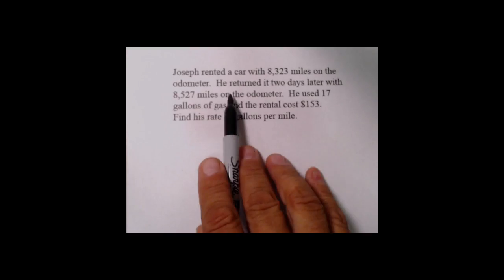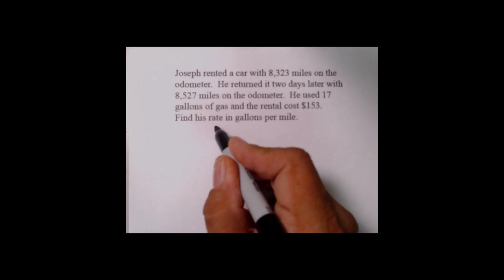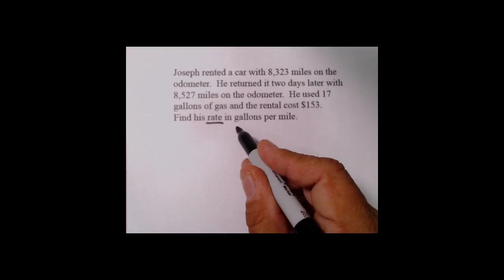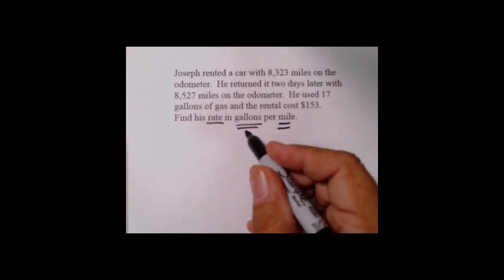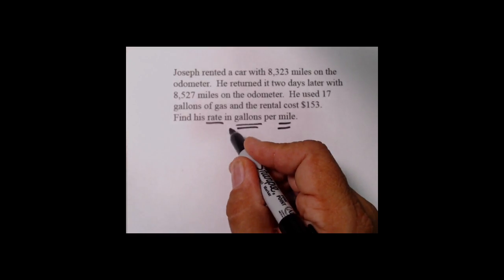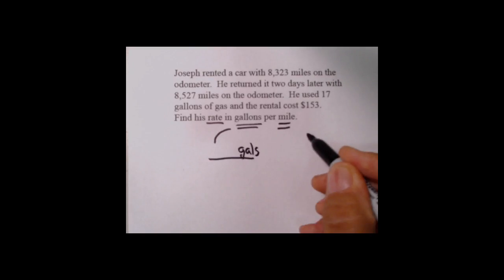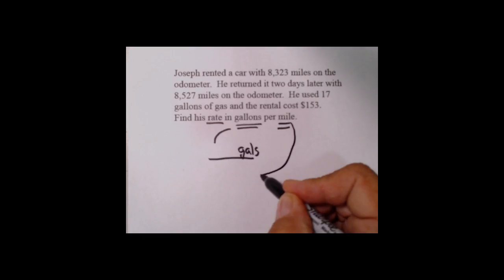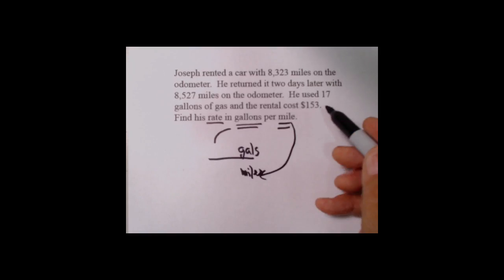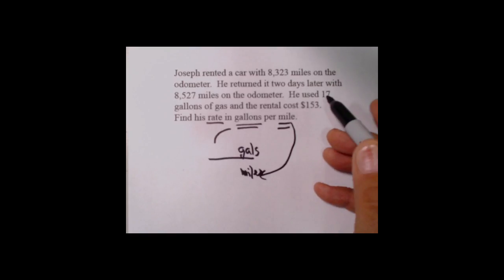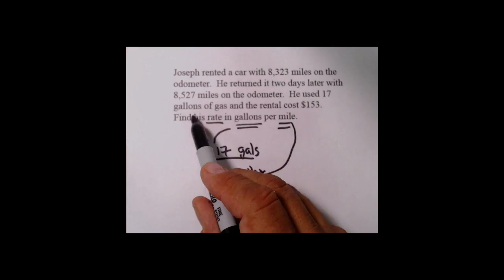Now, any of this information can be used, but what you need to do is find out what is the rate they want, and notice they wanted the rate in gallons per mile. Well, the first guy goes up on top, so when we make our fraction here, this has got to be gallons. The second guy goes down here, and this is going to be the number of miles. Well, we see that he used 17 gallons, so we can write that straight out. What were the number of miles that he had?